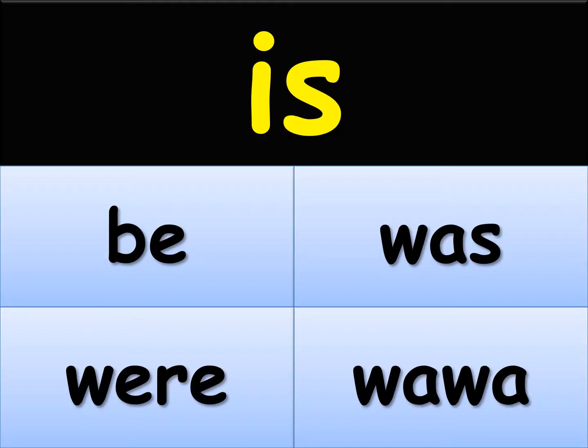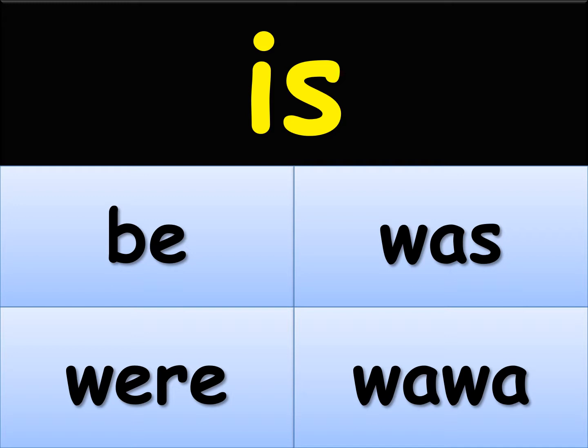Number 1. What is the past tense form of the verb is? On your paper beside number 1, write the past tense form of the verb is. Now the answer will be, was, were, or wawa. So which one do you think is the past tense form of the verb is? Write your answer down.